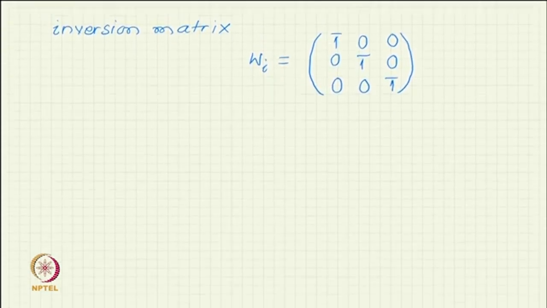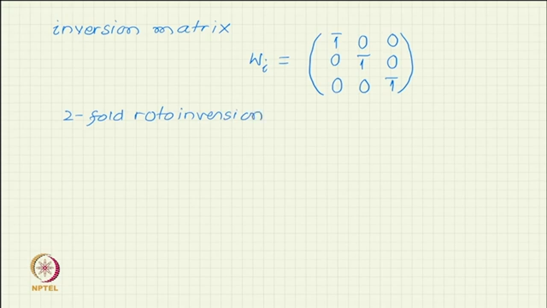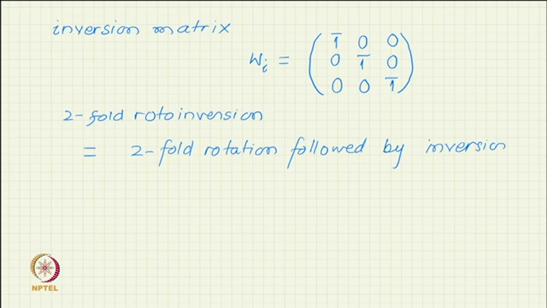Now two-fold roto inversion, this means inversion followed by a two-fold rotation, or a two-fold rotation followed by inversion. The geometrical operation of followed by is equivalent in matrix language, multiplied by matrix, multiplication of the matrix.